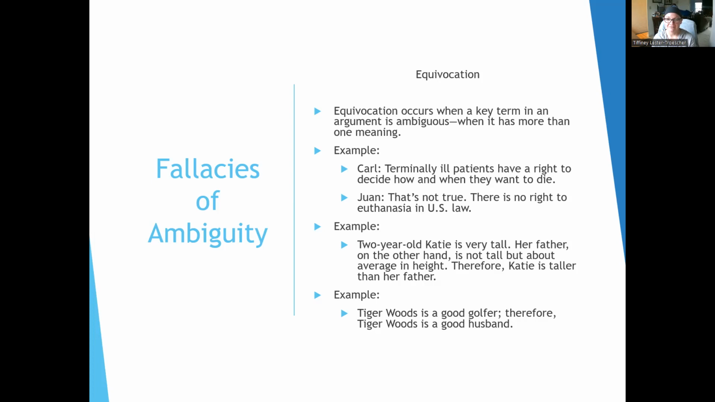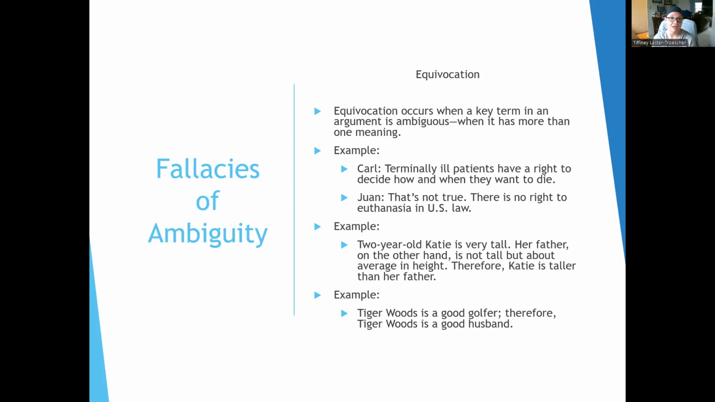You think it would mean just one thing, but it is different in different contexts. Saying that 2-year-old Katie is very tall, we probably mean she's tall for a 2-year-old, right? It's not saying that she's taller than her father. Or things like Tiger Woods is a good golfer, therefore Tiger Woods is a good husband. The word good is so ambiguous. It can mean so many different things. You always want to use specific word choices when possible, but as we learned, even some specific word choices can still be ambiguous because we use them in different contexts.